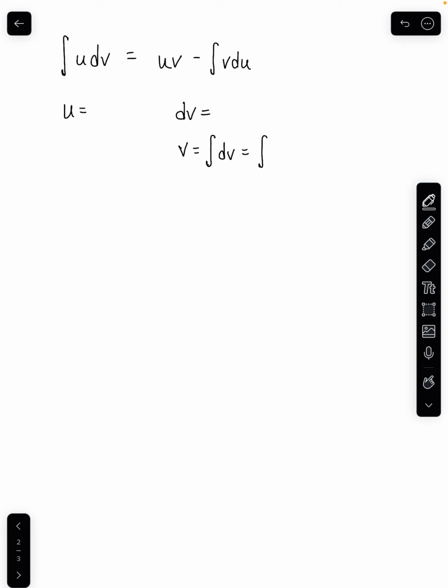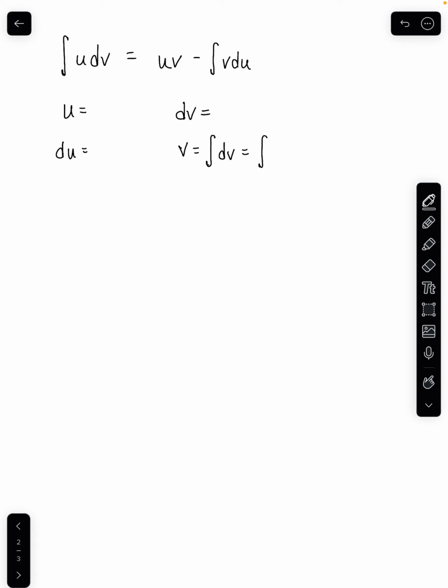And I know that's very vague. We'll see an example in a moment. That will provide us the v that we need in the u times v term. It also will provide us the v we need in the new integral, the integral of v du. The other part of it we need, though, is du. And that is going to come from differentiating the u from the original integral.